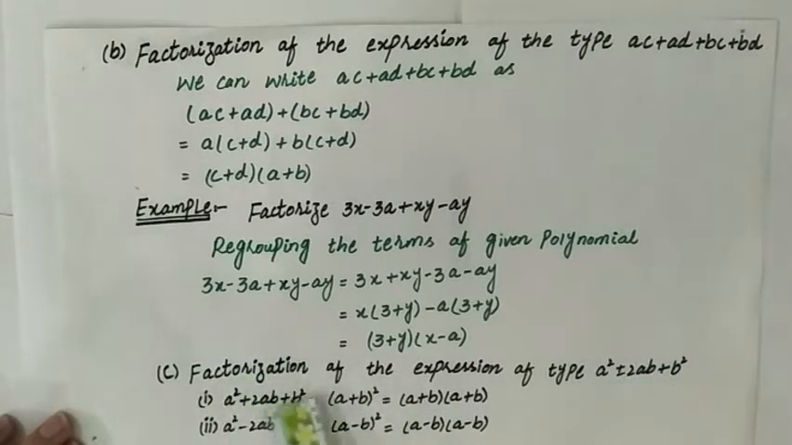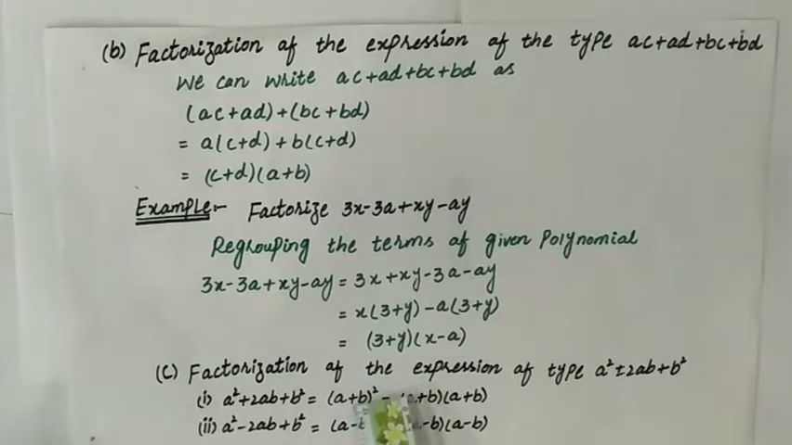This a square plus 2ab plus b square is the formula of a plus b whole square. So we will write it as a plus b whole square and then open it according to the square. Here it is a square, so we will write this in the form of two factors: a plus b, and the second factor is also a plus b because of this power 2.